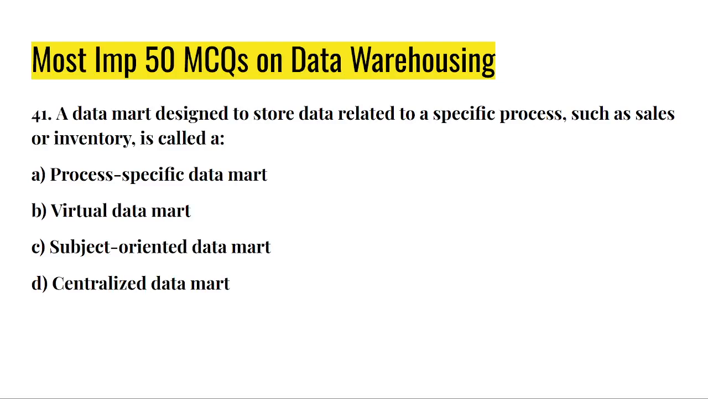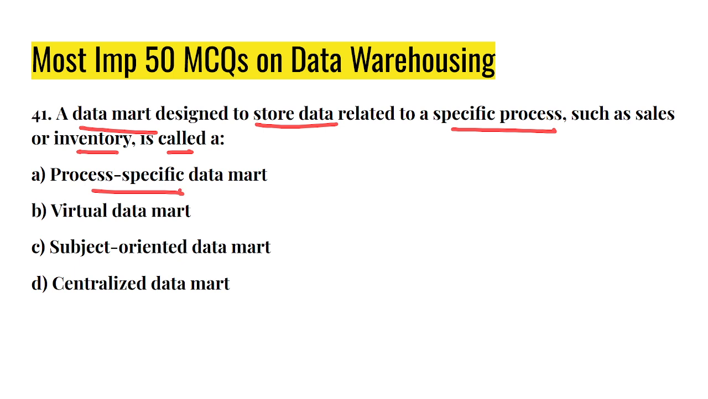Let's begin part number 5 of the most important 50 MCQs on data warehouse. Question number 41: a data mart which is designed to store data related to a specific process such as sales or inventory is called as what? Process specific data mart, virtual data mart, subject oriented data mart, or centralized data mart.